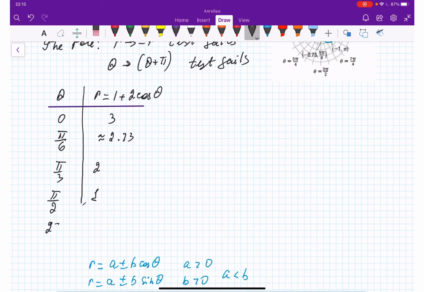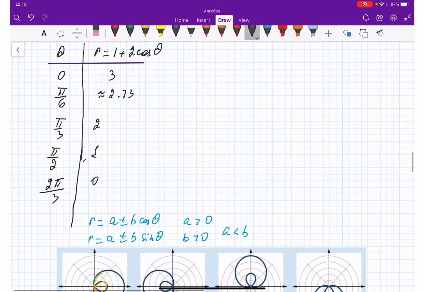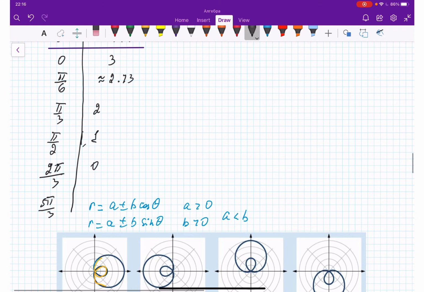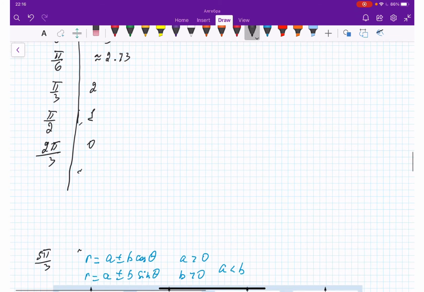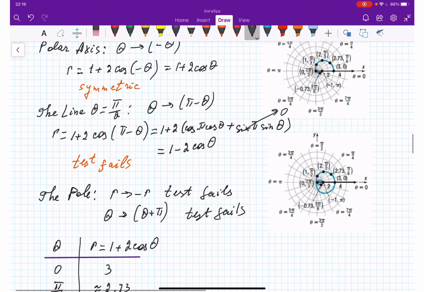2 pi over 3, we are getting 0, and then 5 pi over 3, that's going to be equal approximately, let me see. Five pi over six, we are getting approximately negative 0.73. And pi, if you plug in pi, we are getting negative 1. And as a result, we are going to get this graph.